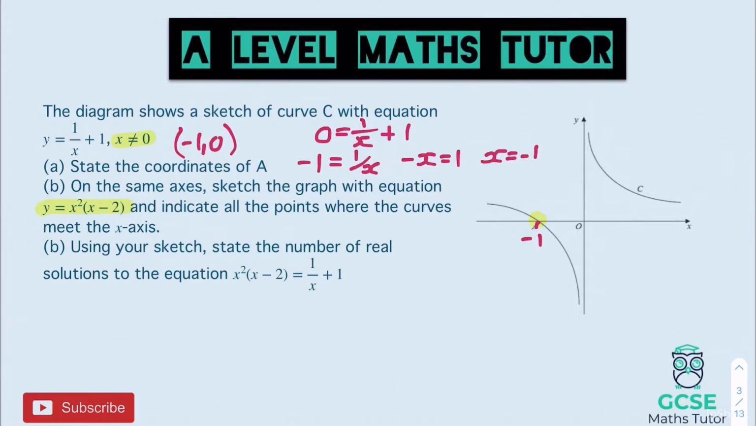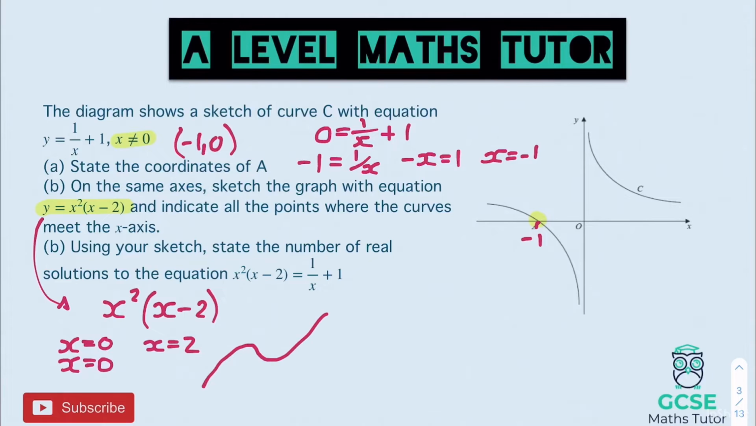So for part B, on the same axis, sketch the graph with this equation. So if we have a look at this equation quickly, the x squared indicates that we have two x solutions there. We've got x is 0 and another x is 0. There we go. And then we have the piece in the bracket, x minus 2, and that gives us x equals positive 2. And again, it is a positive x cubed if we were to expand that, so we would have a positively sloping cubic graph.